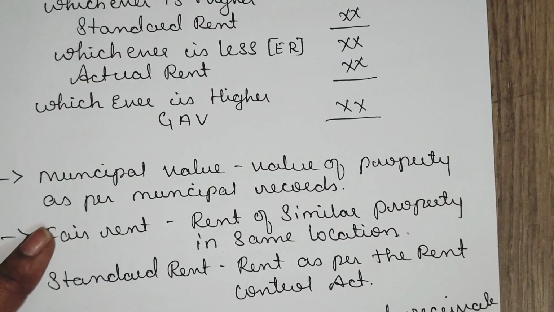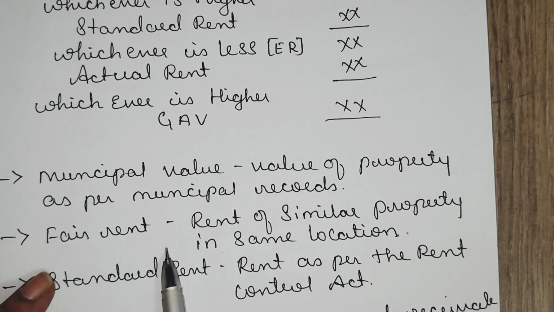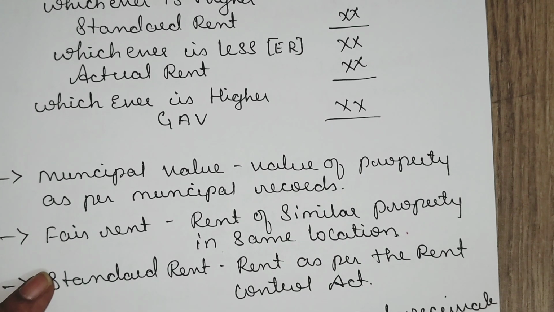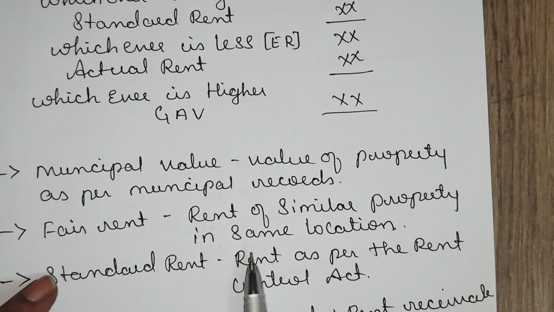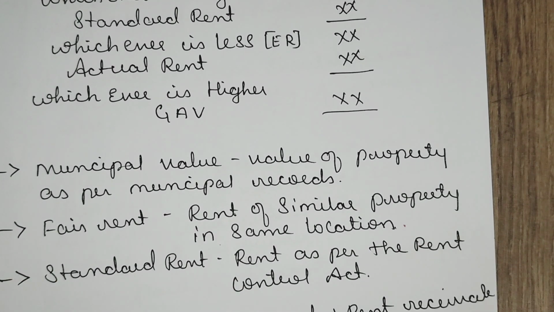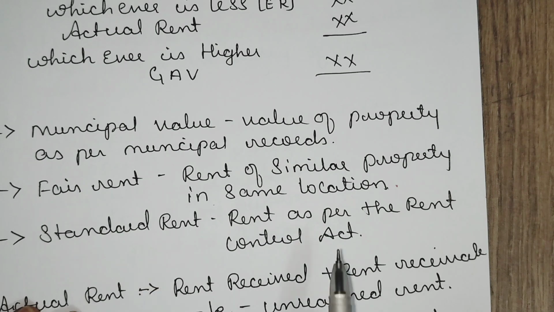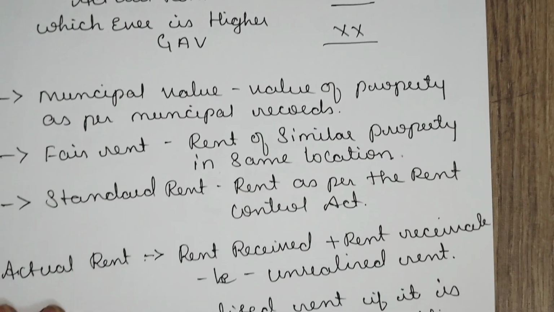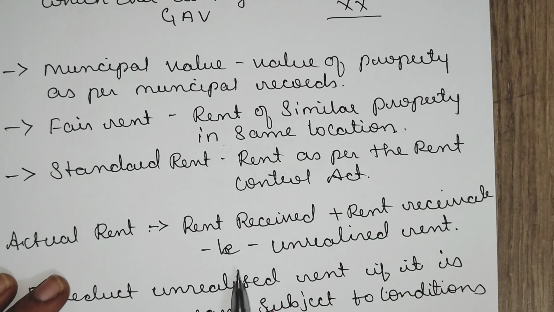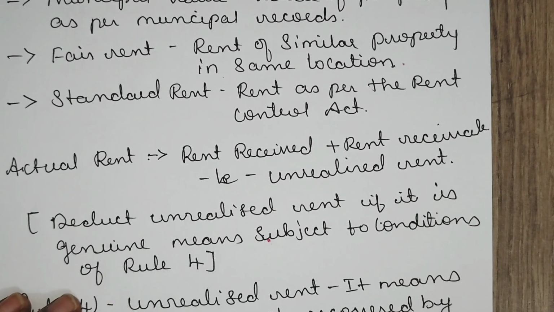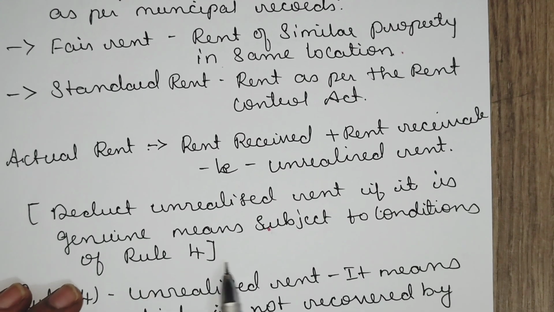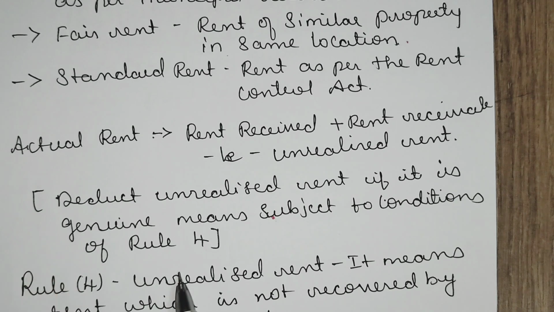Let us understand what is this municipal value. The municipal value is the value of the property as per the municipal records. Fair rent is the rent of similar property in the same location. Standard rent is the rent as per the Rent Control Act. Actual rent is rent received or receivable minus unrealized rent. Deduct the unrealized rent if it is genuine, meaning subject to the conditions of Rule 4.